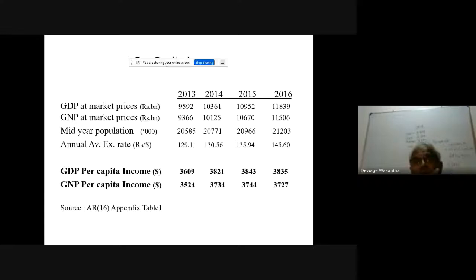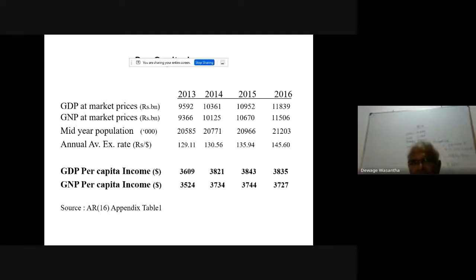The numerator also is not growing fast. In the numerator, there's a drop. GDP falling. The denominator, you are dividing by a higher number. That's why GDP per capita income is falling. 3835, then 18, 19, 20, continuously falls, right? Please read the Central Bank annual report.